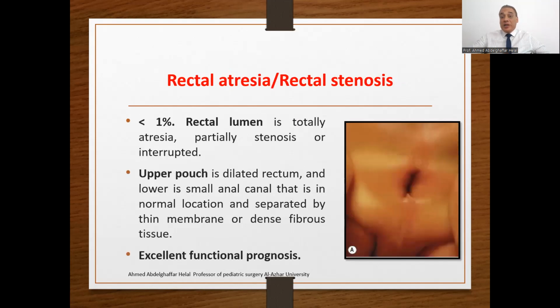The last one is rectal atresia or rectal stenosis. In less than 1%, the rectal lumen is totally atretic, partially stenotic, or interrupted, leaving 2 pouches. The upper pouch is a dilated rectum, and the lower one is a small anal canal, separated by a thin membrane or dense fibrous tissue. These patients usually have an excellent functional prognosis regarding urinary and bowel control.